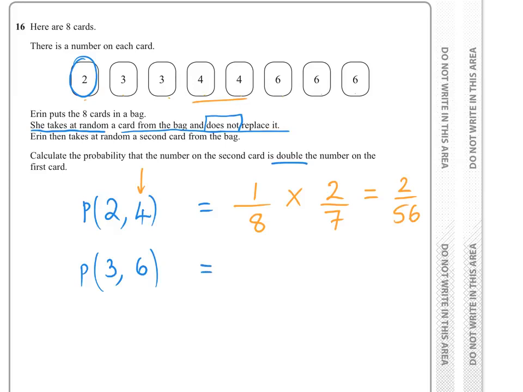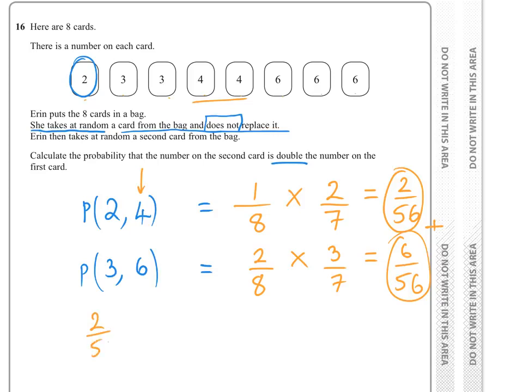Likewise, for the next possibility, the probability of getting a 3, well, that would be 2 choices out of 8, and then for getting a 6, that would be 3 choices out of 7, because 1 is already chosen, and that gives 6 out of 56, and then we pick these 2 together and add them. Just like we do in a probability tree. I just didn't do a tree this time, there wasn't really any need for it.